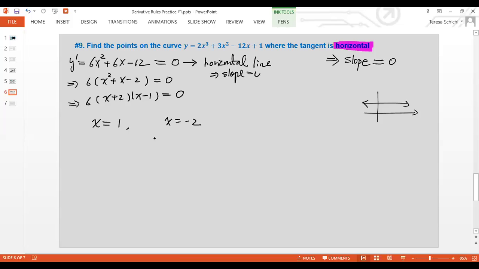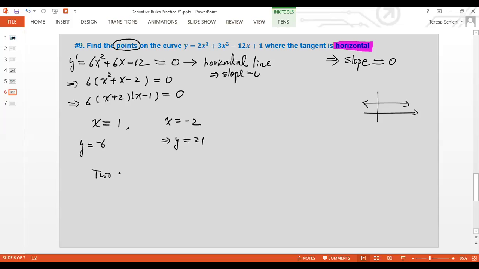Now they want to see what the points are. When x equals 1, you substitute into y. What do you get for y here? You substitute 1, so you get negative 6. Then when x is equal to negative 2, you substitute into y, and you get y equal to 21.